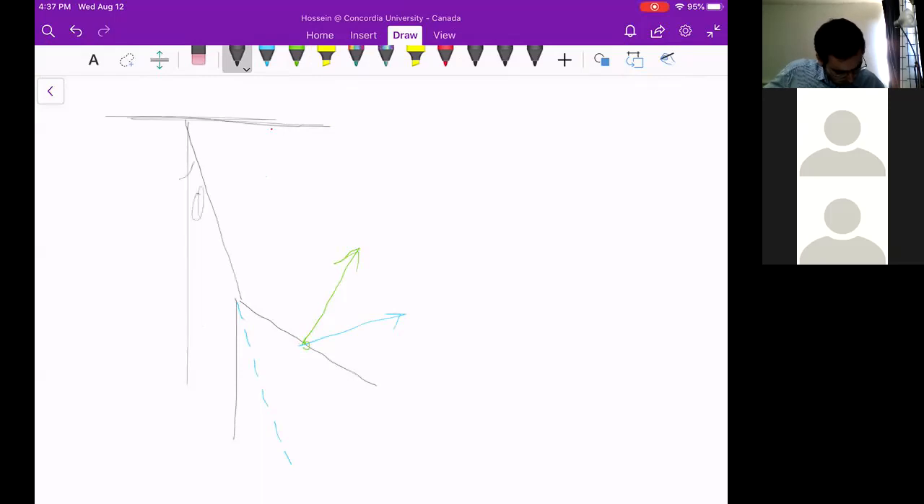Here is theta 1, theta 2. Okay. Theta 1 is this angle also. Okay, I see. Here, this angle is theta 1, right? This is going to be theta 2 minus theta 1, right? This angle.